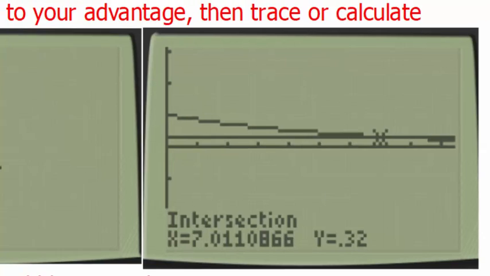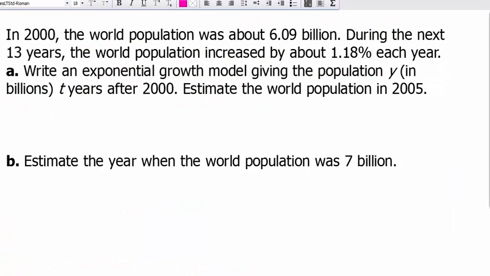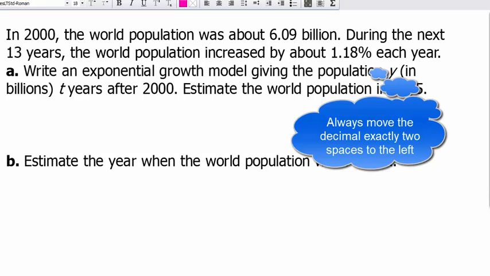Let's take a look at another problem. In the year 2000, the world population was 6.09 billion. The next 13 years, the world's population increased by 1.18%. We have to convert that to a decimal. And we want to find the population in 2005.